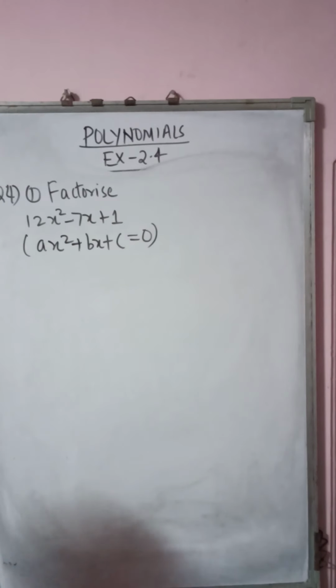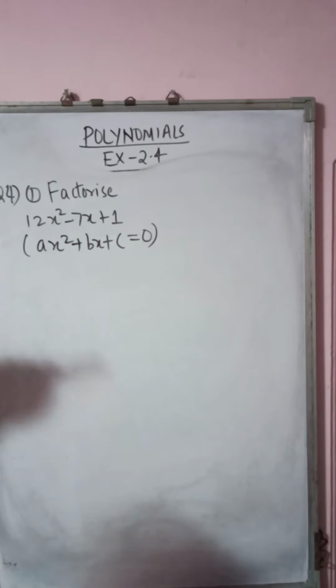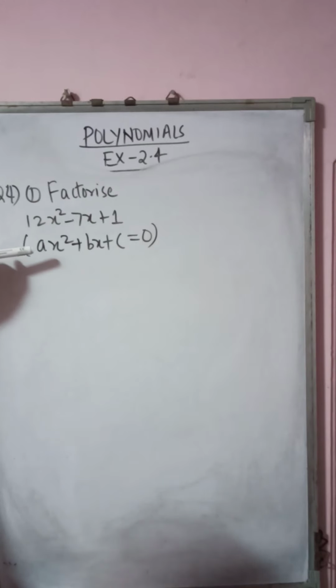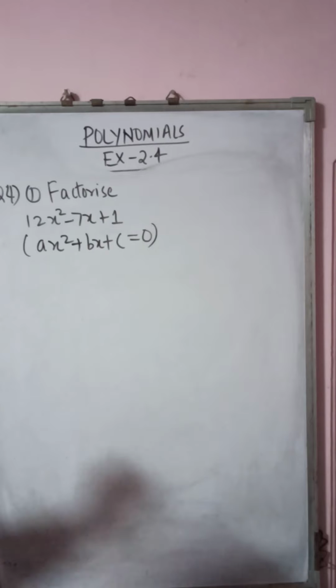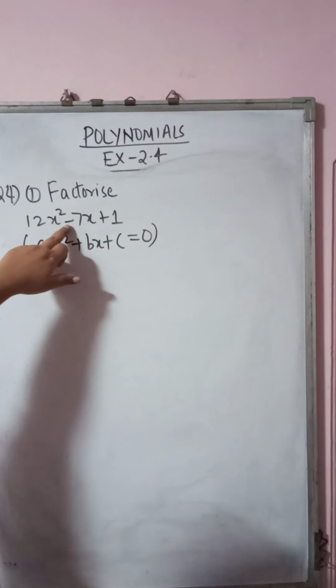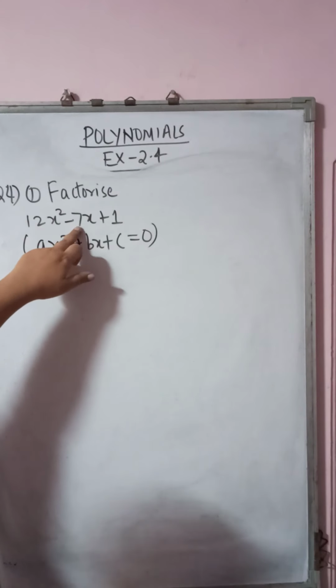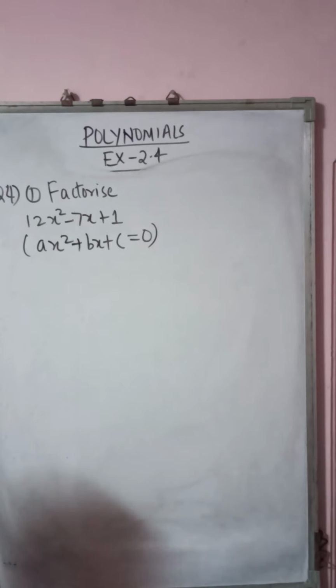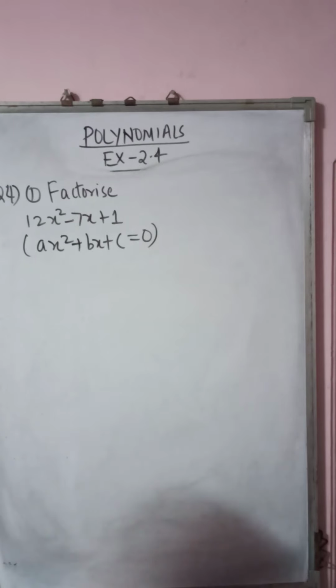So when any equation or algebraic expression is given in the form of quadratic equation, that is this form, then we use splitting middle term method to factorize them. Splitting middle term. What is the middle term here? Minus 7x. So you have to split this and you should get 2 factors. So how do we get those 2 factors? So there is a rule.